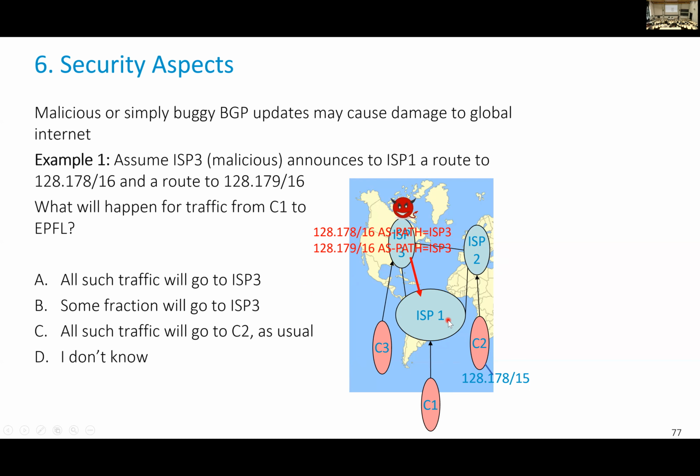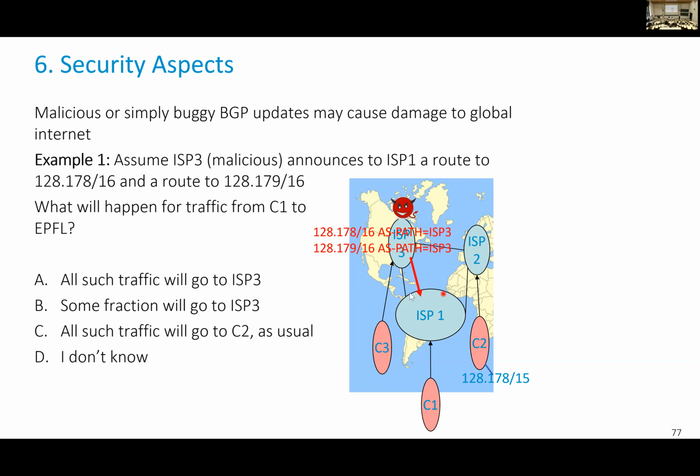ISP1 still knows another route here, but that route is better and it will go here. However, depending on the shortest path rules, if there are equal paths, depending on the complexity of the path that goes here, it might be that this is the shortest path in AS path, and then the attack would succeed here. So if aggregation is performed, we don't really know. It depends on the other elements of the story.